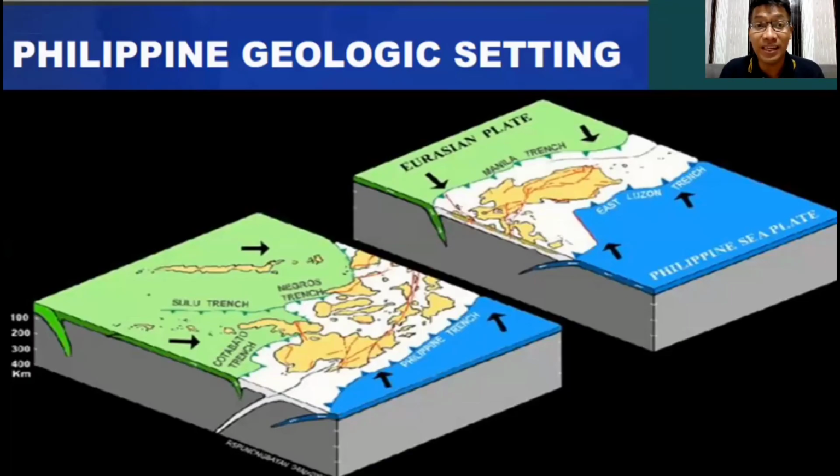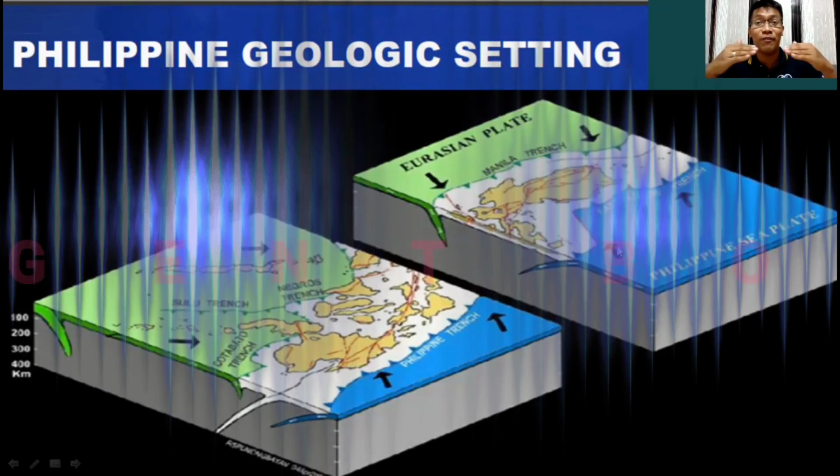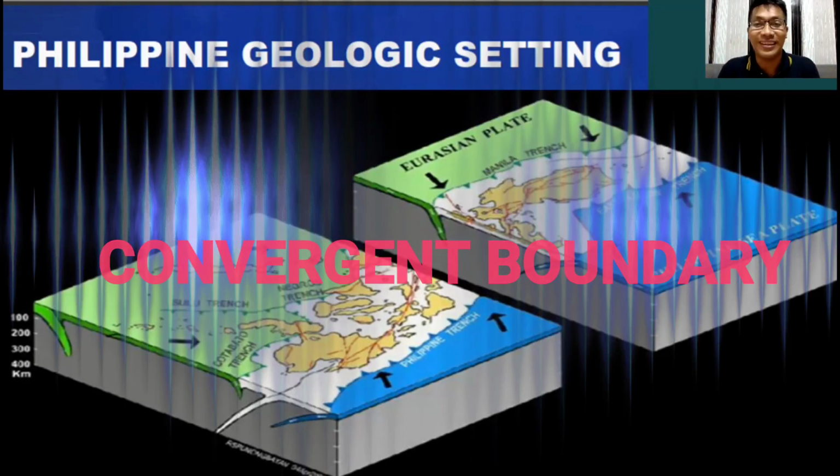In the Philippines, this is our geologic setting. The first question is, to which type of plate boundary can our country be found? The answer is, tama. Kung nakikita niyo yung arrow, magbabanggaan sila. So, ibig sabihin, tayo ay nasa convergent boundary.